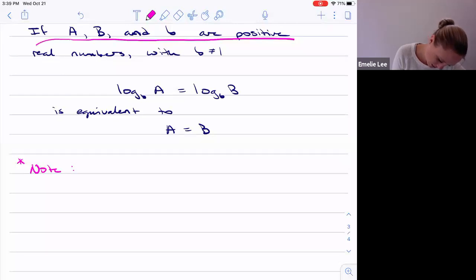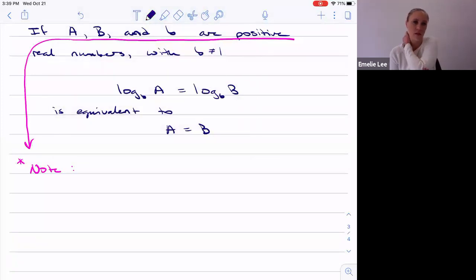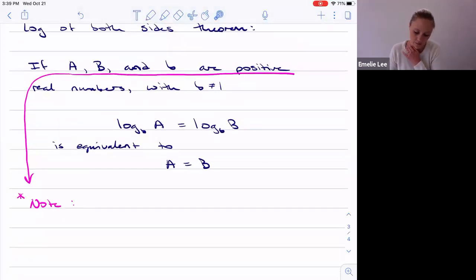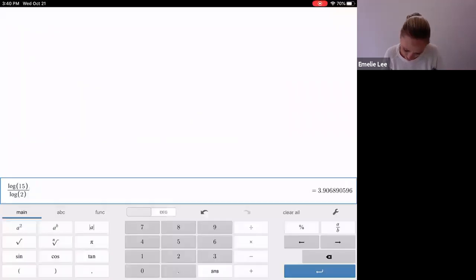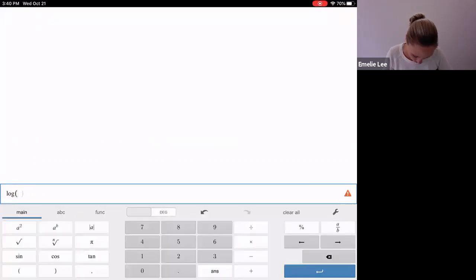So from here, I want to make a note. What this is really saying is that A and B and the base have to be positive real numbers. Positive real numbers don't include 0. And you can try it on your calculator. You can try to take the log of 0. So the natural log of 0, I get a math error. Let's see what Desmos says if I try to take the log of 0.